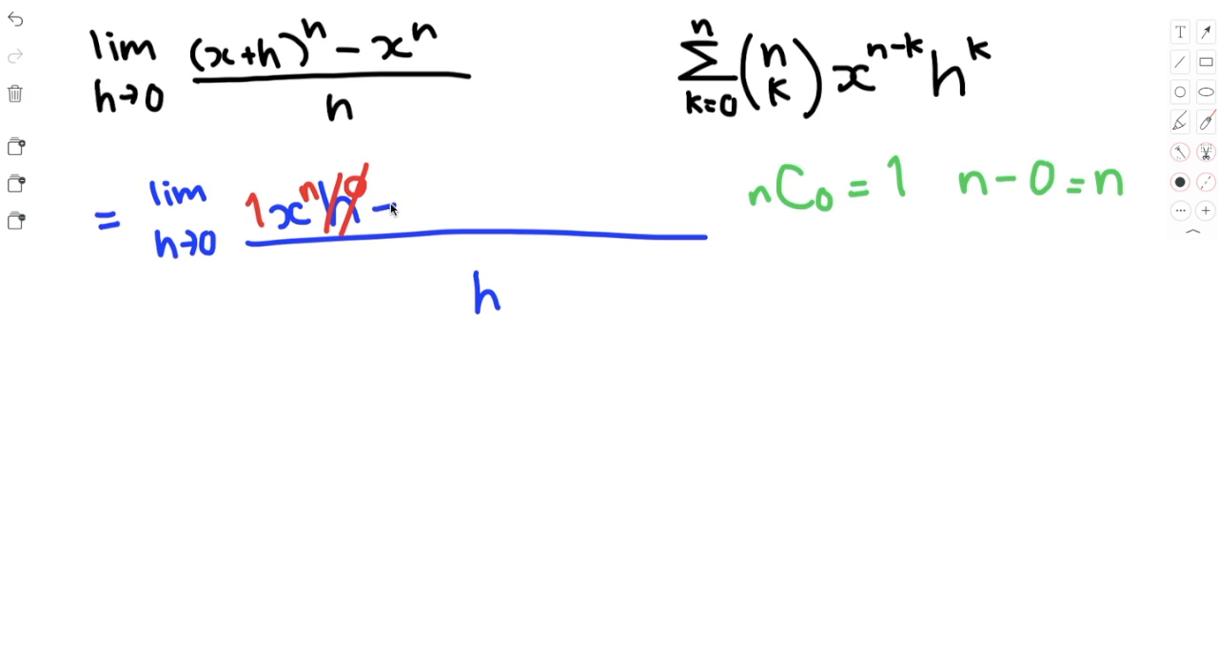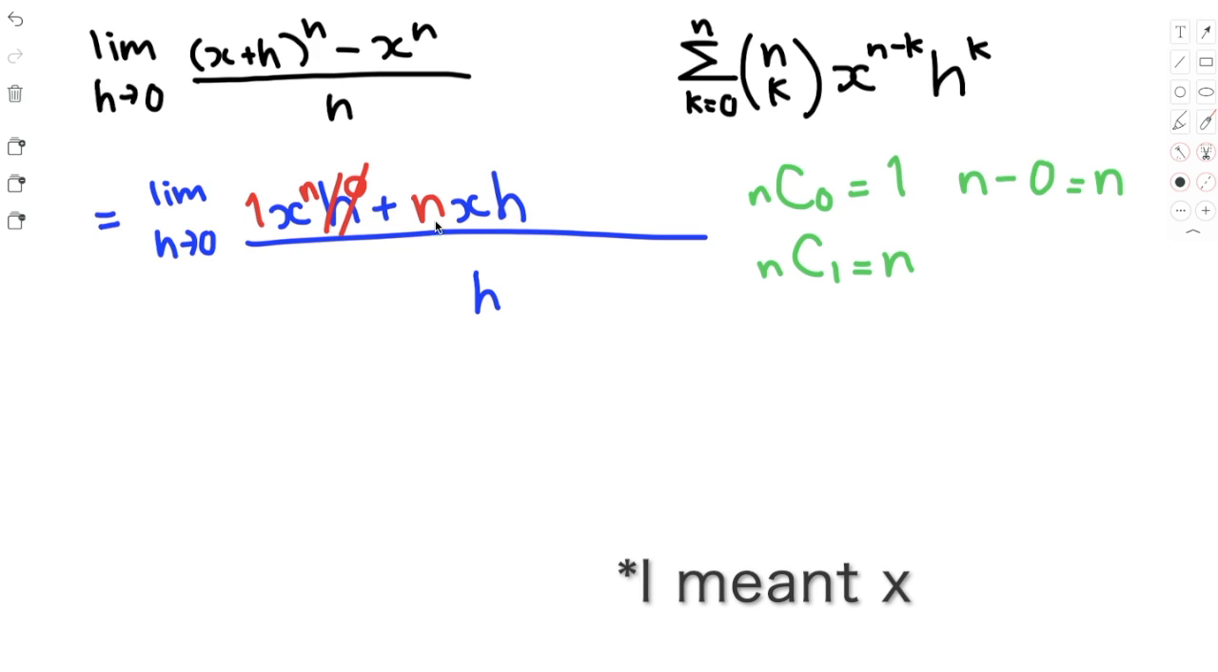The second term, k equals 1. Anything choose 1 will be itself, so n choose 1 is n. The coefficient is n. And as we've established before, the exponent on x goes down by 1, and the one on h goes up by 1.